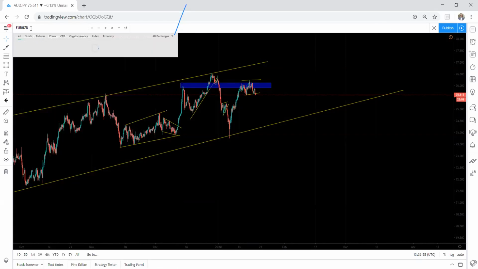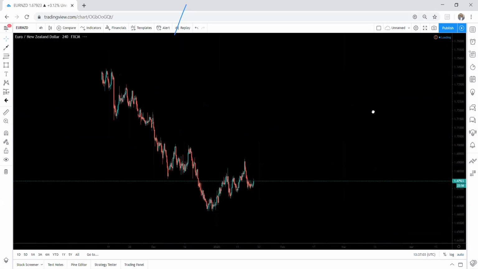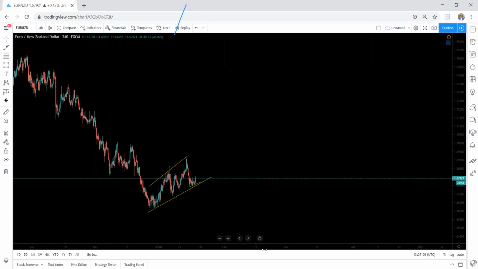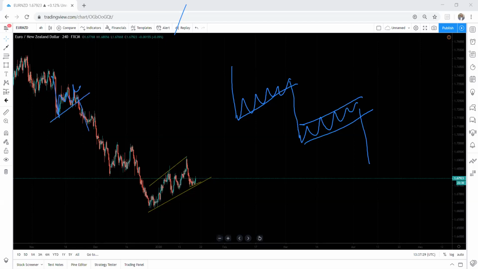NZD. You can see the market moves in impulse and correction every time. Impulse, correction, impulse, correction. That's how the market moves. In the downtrend, you see impulse here, you see correction here, you look for the breakdown, continuation. After continuation, you see another correction, you look for the breakdown, continuation. That's how the market moves, guys.